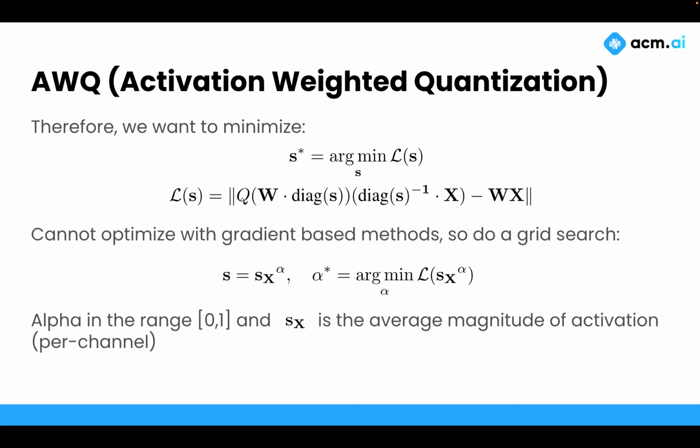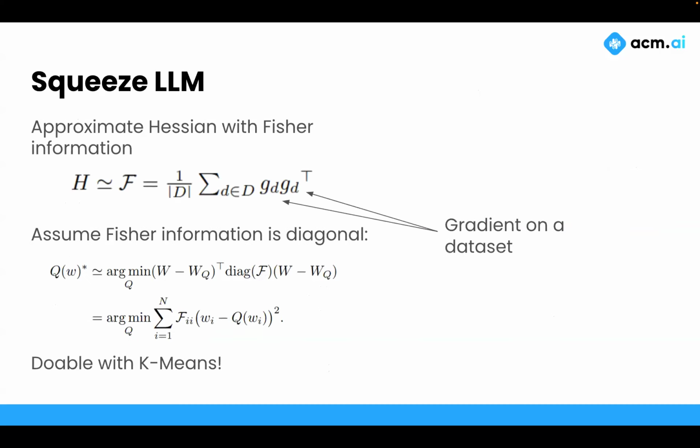Another paper, and I really like this paper, is SqueezeLLM. The first thing they do is take a slightly different way of approximating the Hessian.